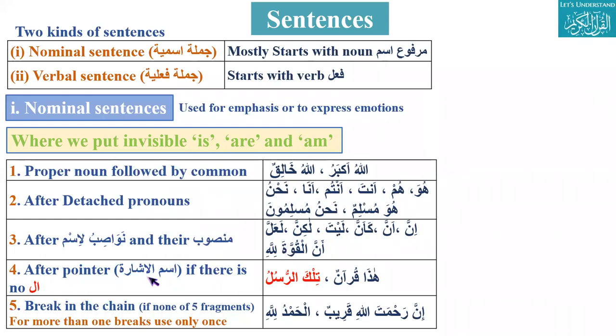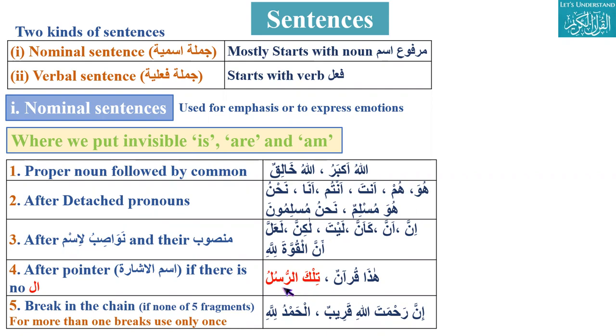And then after pointers, ishara: haza, hazihi, hiya, ulaika, haulai, these are the pointers. So we have to put is, am, are after them, but we have to take care when there is al, then we cannot put is, am, are because that is a fragment.